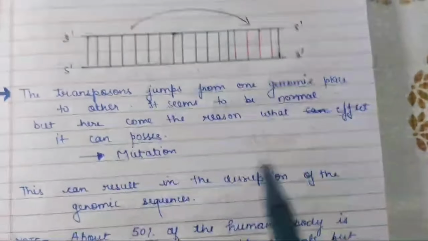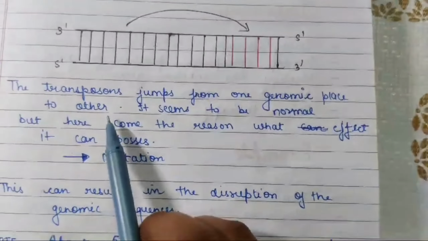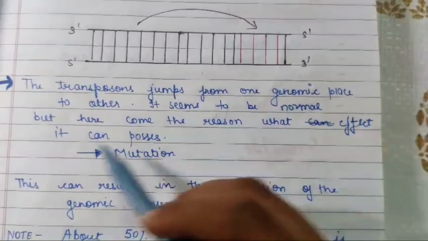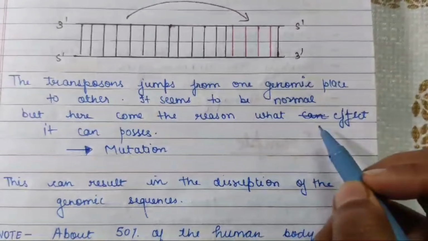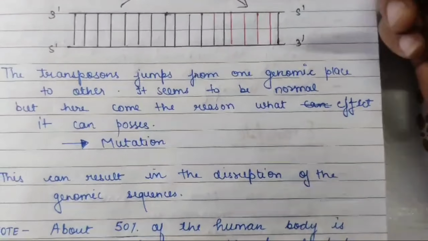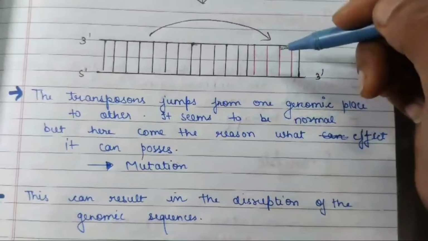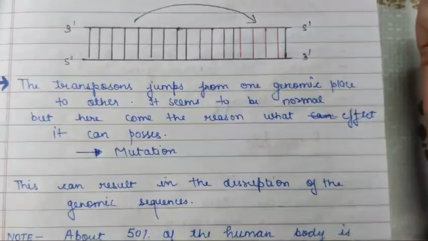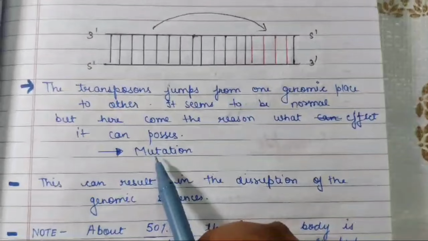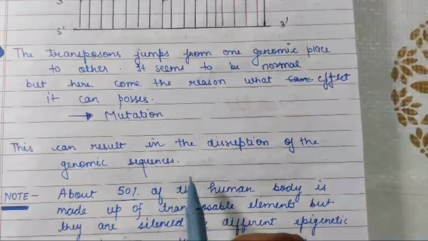And yes, the transposons jump from one genomic place to another. It seems to be normal. But here comes the reason, what effect it can possess. Yes, often it comes to mind, what is the major thing if one segment is shifting to another location? So what can it cause? Basically it can cause a mutation. This can result in the disruption of genomic sequences also.